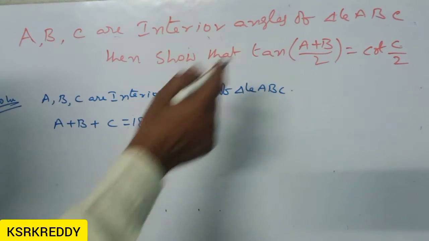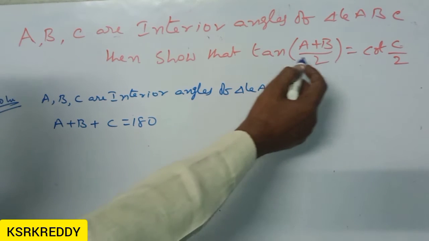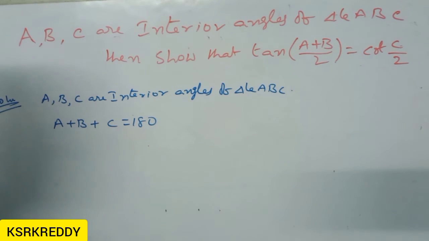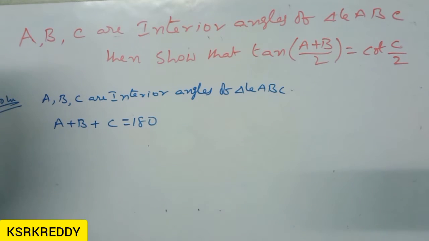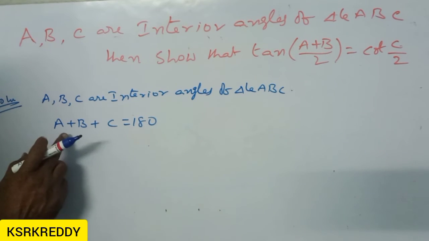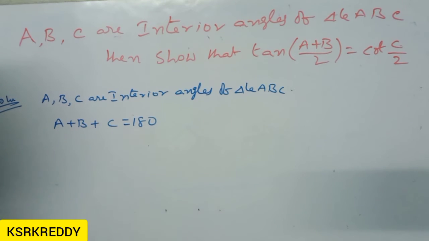Now, A, B, C are interior angles of triangle ABC. Then show that tan of (A plus B) by 2 is equal to cot C by 2. So here A, B, C are interior angles of triangle ABC, so the sum of the angles of the triangle is equal to 180. A plus B plus C is equal to 180.